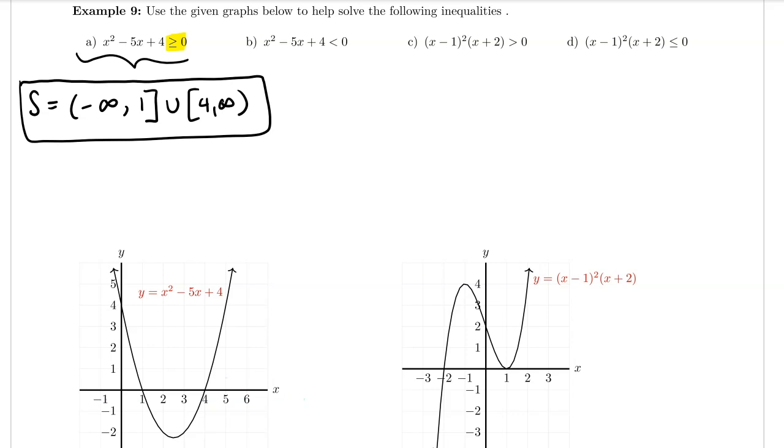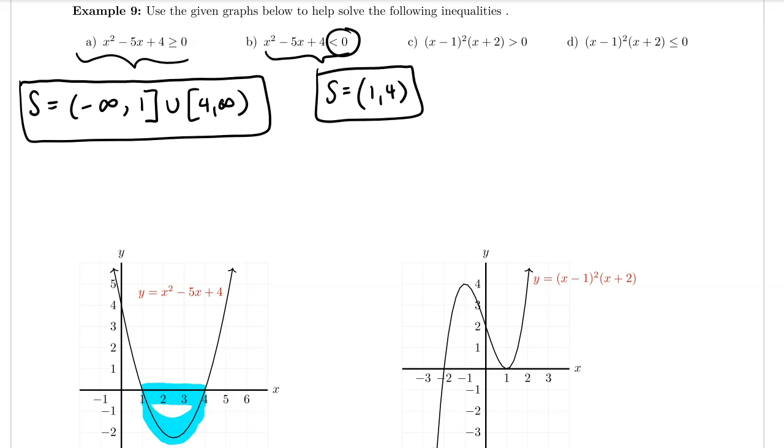Now we're moving on to part B. We want to know when that same quadratic is less than 0 or below the x-axis, and that is happening between 1 and 4. That's when our graph is below the x-axis. So for part B, our solution set is equal to, that should be a parenthesis because we're not including 0 in our inequality symbol, so parentheses 1 comma 4 parentheses. And there's our answer for part B.